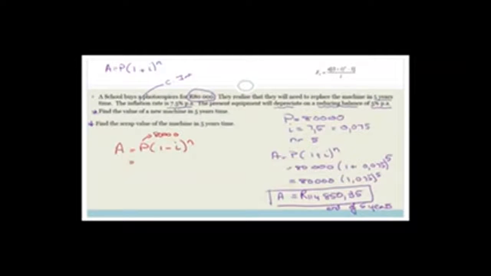So it's exactly the same, except that this is going to be 5%, which is going to be 0.05, and this is still 5. Sorry, I've got a bad cold. Okay, so we've got 80,000 times 1 minus i, which is 0.05, all to the power of 5. Okay, so what we're going to do is pop that all into our calculator.